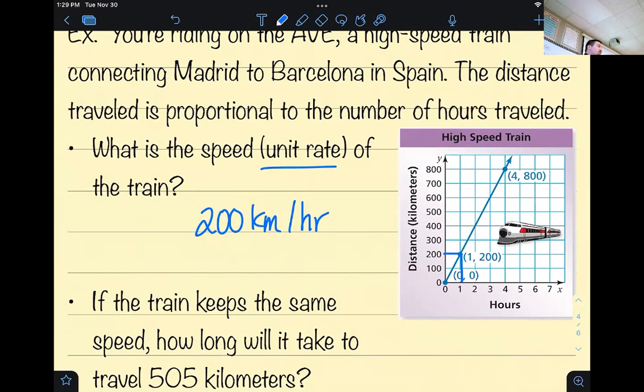If I'm doing kilometers per hour, shouldn't I do the kilometers number first? What's the kilometers axis? Lizzie? The Y. What's the hours axis? The X. When you find slope, which one do you put on top? The Y: Y2 minus Y1 over X2 minus X1, the run, right? There's a reason for that. The reason we do that is because we always put the Y on top.